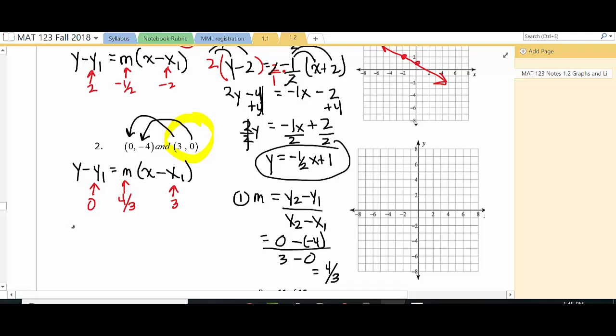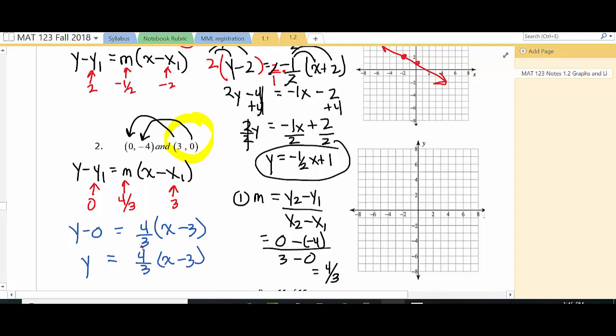So what I'm going to have then is y minus 0 equals 4/3, and then x minus 3. Okay, like that. All right, now I'm going to get rid of the 3. So on this side, y minus 0 is just y. Okay, so I've got 4/3, x minus 3 like this.